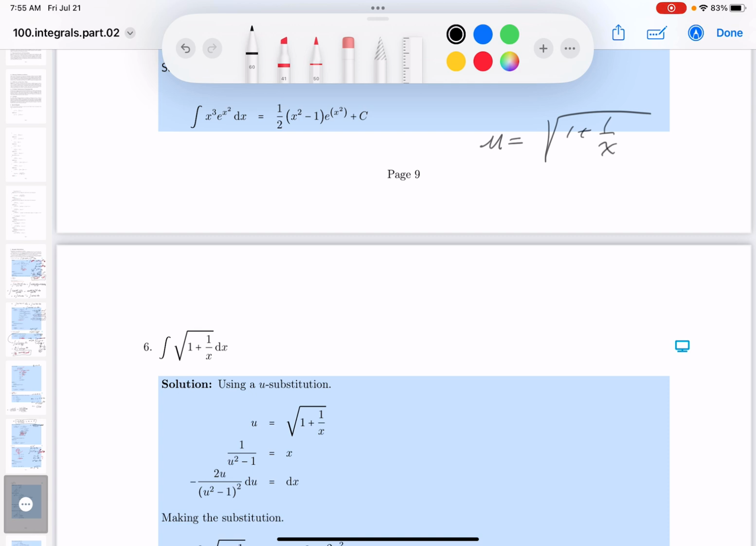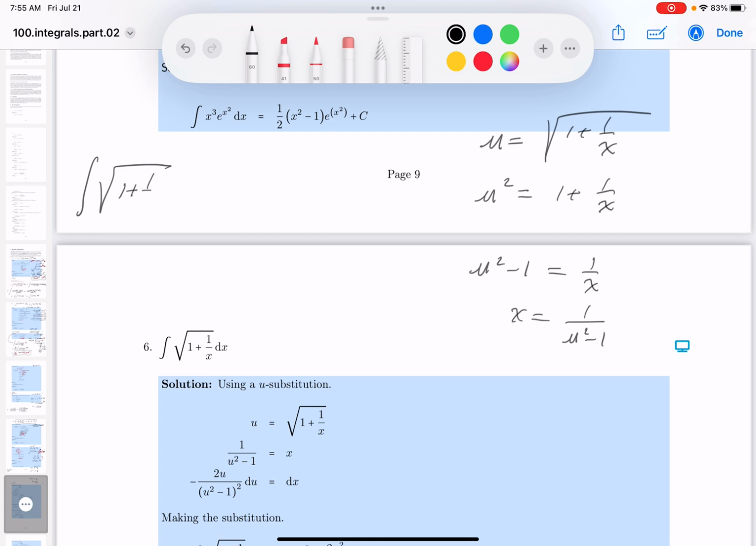It's too difficult. I'm going to square both sides. You get u squared is 1 plus 1 over x. And then I'm going to say u squared minus 1 equals 1 over x. And then I could probably say x is equal to 1 over u squared minus 1.